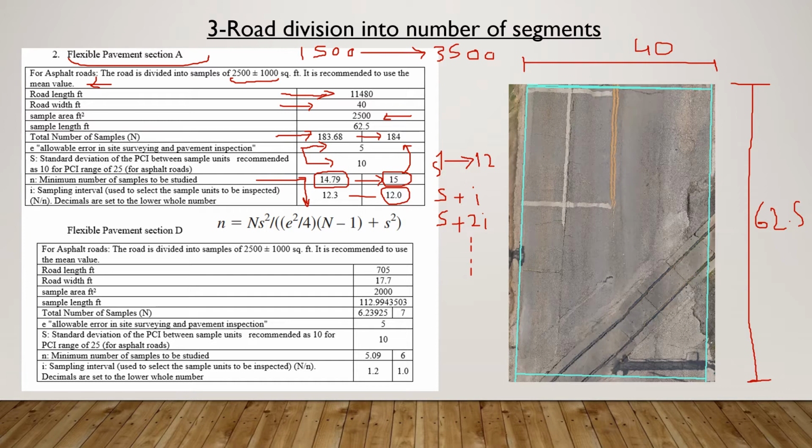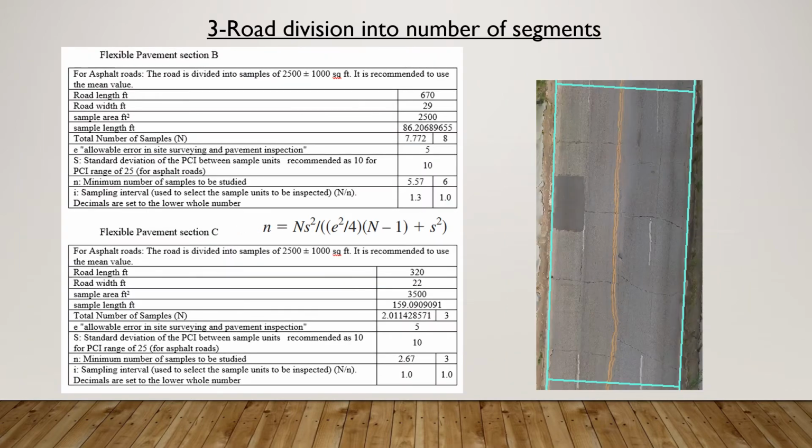A similar approach was used in the other flexible pavement sections. As you can see here, flexible pavement section D, the road length was 705. This is the road width, and the sample area was set to 2,000 square feet. And these are the calculations of the total number of samples, allowable error, standard deviation, minimum number of samples, and so on. And also a similar approach was used for the other flexible pavement sections, as you can see here, section B and section C.